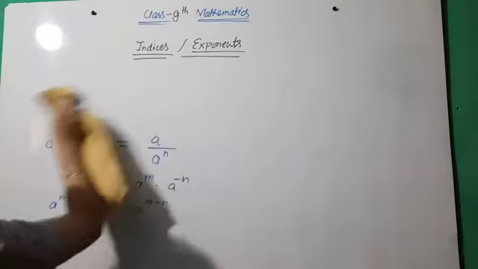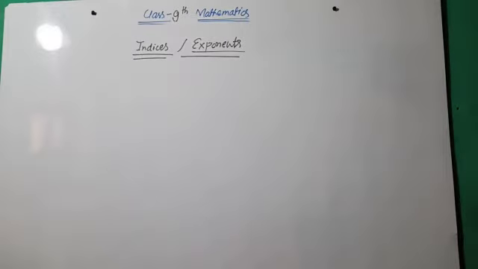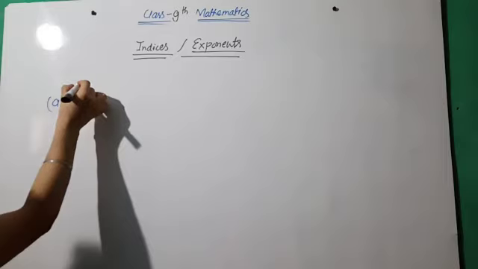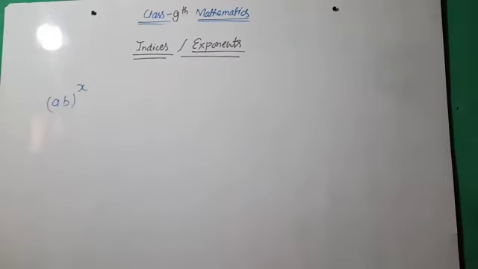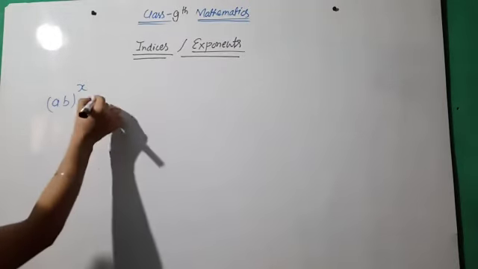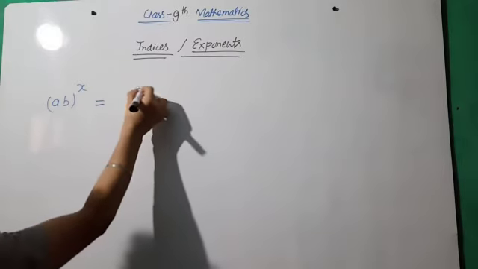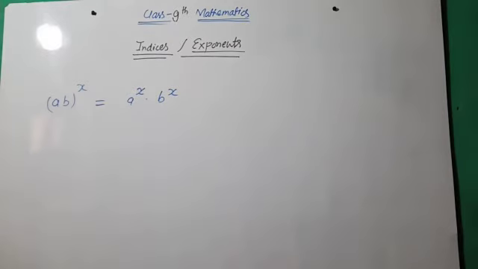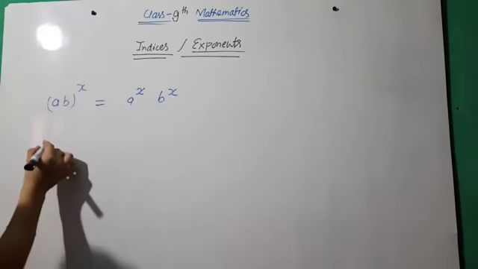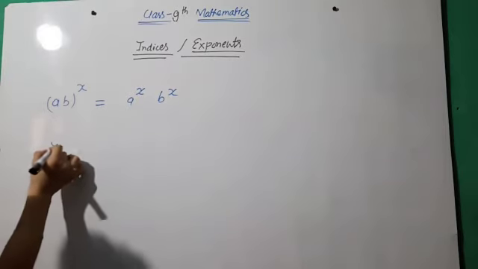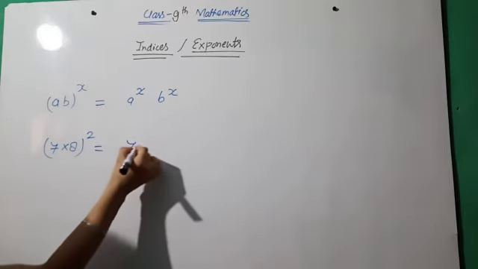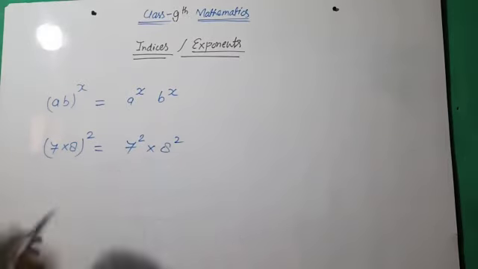Then we have the third one, power of the power. Like we have a and b to the power, let us suppose x. We can simply write it as a to the power x into b to the power x. Here both have the same powers. Like if you multiply 7 into 8 to the power 2, we can say that 7 square into 8 square. This is the example for this.